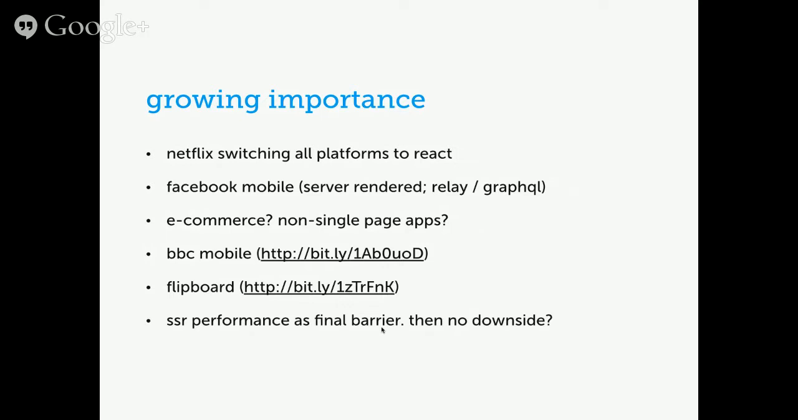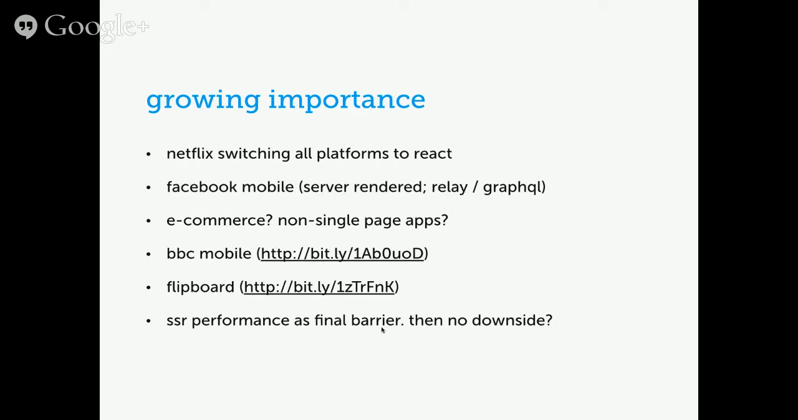However, I think server-side rendering is definitely one of the big selling points for Facebook. It was one of the main reasons I became very interested in React, and one of the reasons I decided to switch onto it. And I think it's becoming more important as more companies start to use React. Netflix is switching everything to React. Facebook Mobile is rumored to be having an isomorphic React application using Relay and GraphQL. I think it would be interesting to think about what other applications that are traditionally not single-page apps, where server-side rendering is a primary concern.